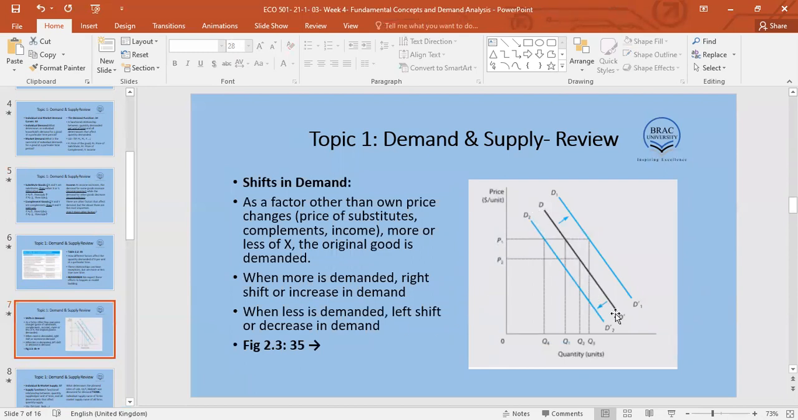This is the original demand, D. Price of the substitute has increased. So our demand for this will increase. At the same price, we are now demanding more because the price of the substitute has increased. The reverse will also be true. When the price of the substitute falls, our demand for the original good will fall.